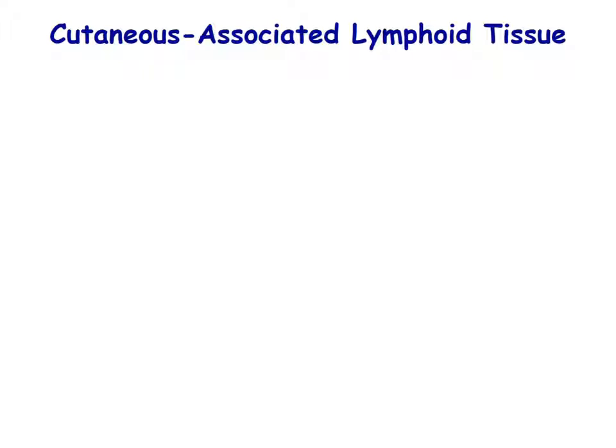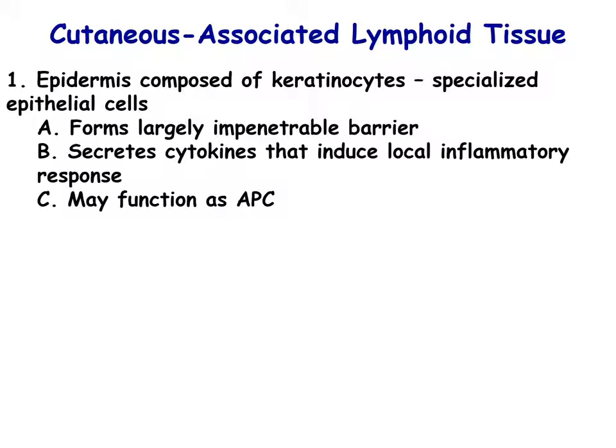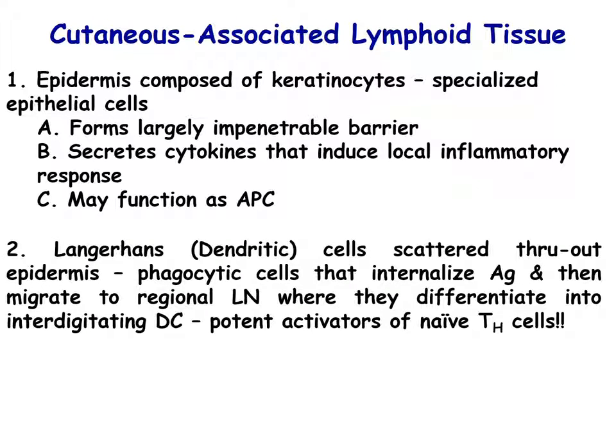And then we can even talk about it in the skin. The epidermis has keratinocytes, which are specialized epithelial cells, and they form our impenetrable barrier known as the skin. They also secrete a lot of cytokines that can induce a local inflammatory response. Sometimes they can even function a little bit as an antigen presenting cell. But what's really important are the Langerhans, or dendritic cells, that are present throughout it. They're very phagocytic, and when they internalize the antigen, they then leave the skin and move to the nearest lymph node.